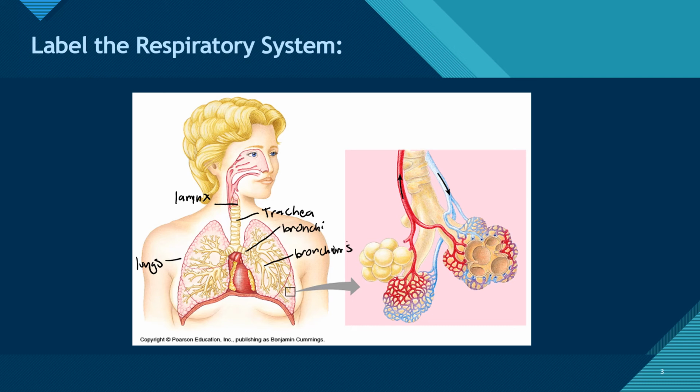And then the square is projecting out what we might see inside of there. And then we have the alveoli. And then one other key component is this muscle part down here, this dark pink, and that is the diaphragm.